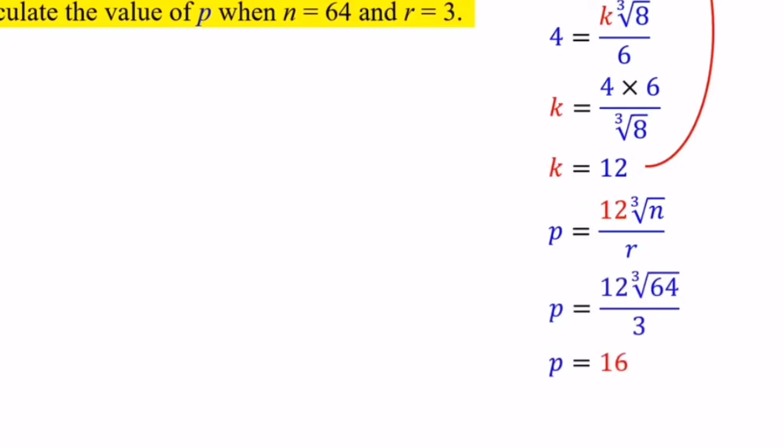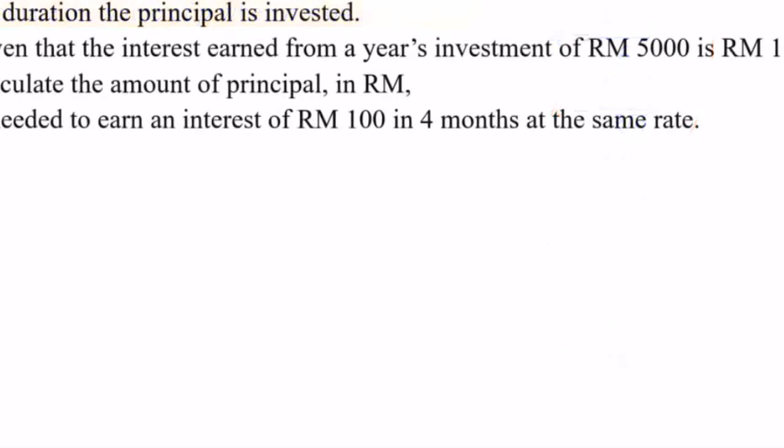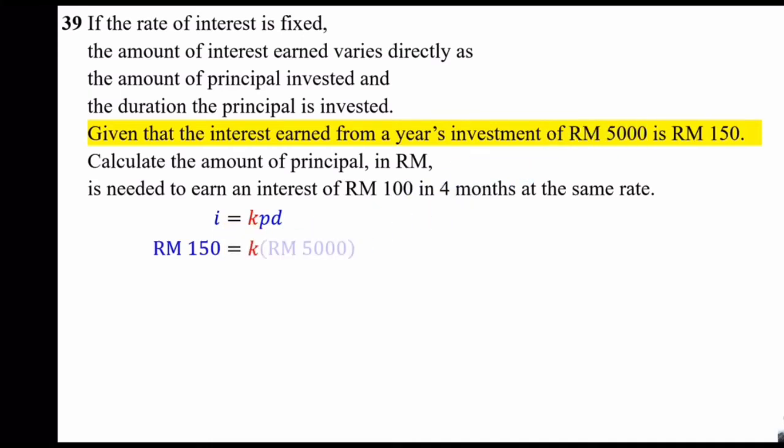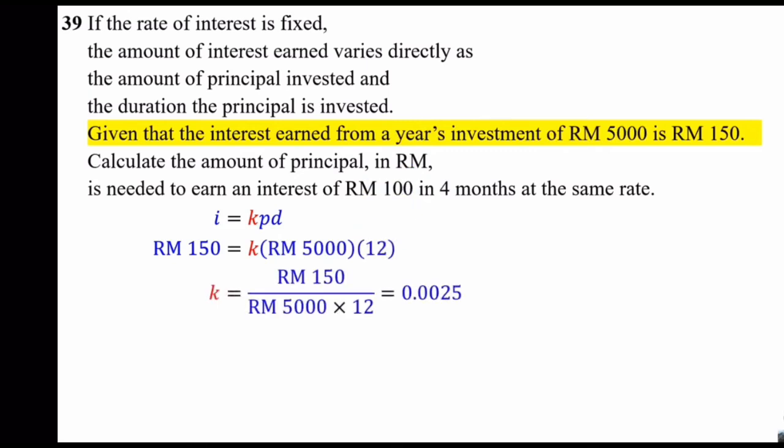Okay, now we proceed to another one, which is about the rate of interest being fixed. The amount of interest earned varies directly as the amount of principal invested and the duration the principal is invested. So we have to write out the variation, then we convert to an equation. After that, we have to substitute, okay, all the values inside to find the K. So K is equivalent to 0.0025.